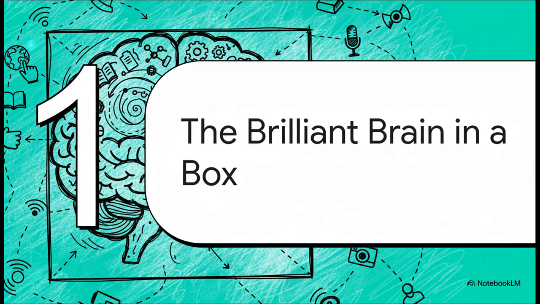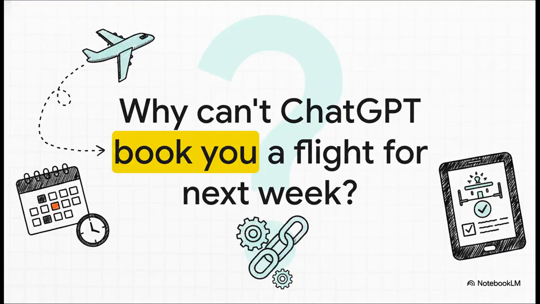So I want you to imagine a powerful AI as this brilliant, genius-level brain. It's got encyclopedic knowledge, it's incredibly insightful, but there's a huge catch. It's a brain stuck in a box, completely sealed off from the real, live, ever-changing world. Let's make this super real. You can ask an AI to write a beautiful poem about the history of aviation, no problem. But you can't ask it to actually book you a flight for next Tuesday. So why not? What's the missing piece here?